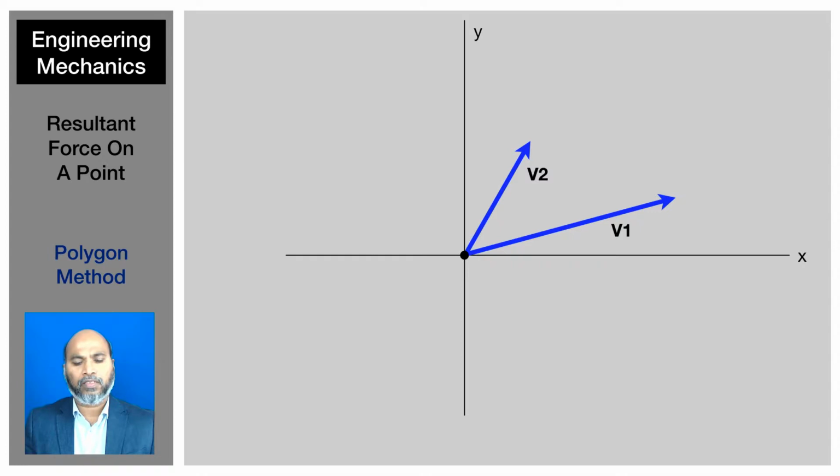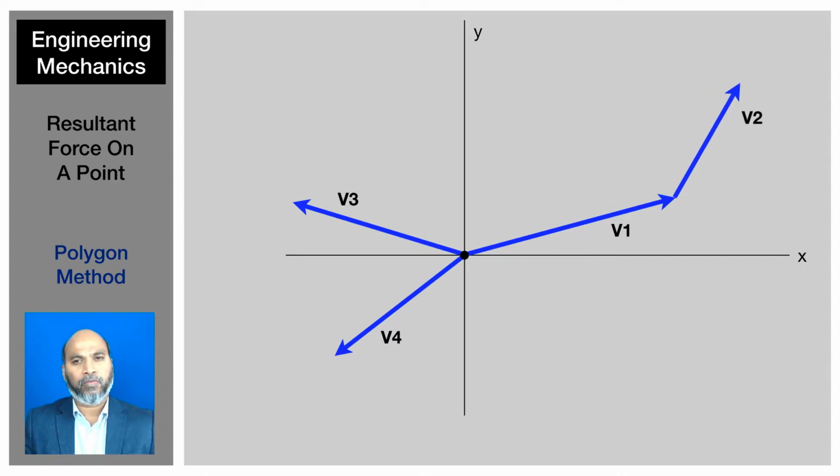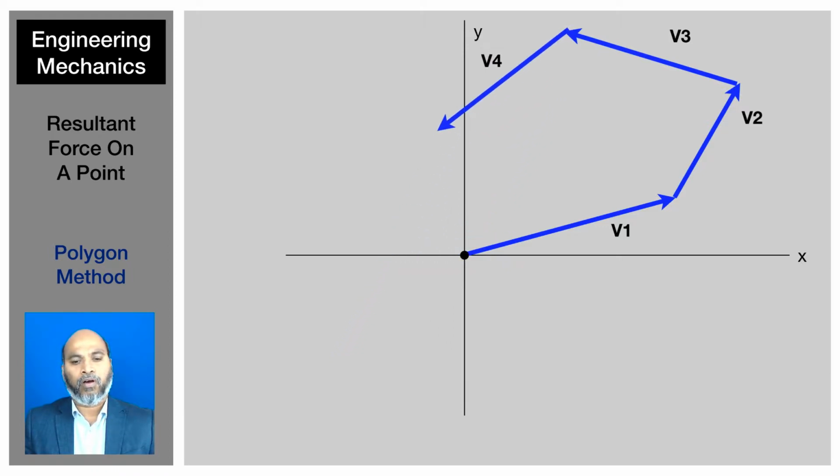This is V1 and this is V2, V3, V4. So you have these forces in all directions with all different magnitudes. How are we going to determine the equivalent force on point A, which is the center? Right, so what we do is move like this. Move V2 to the tip of V1, move V3 to the tip of V2, and move V4 to the tip of V3. If you have more forces, move them all.